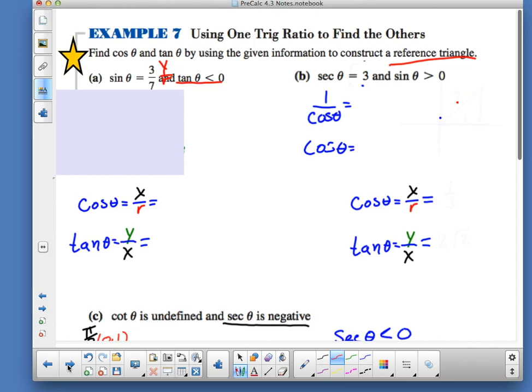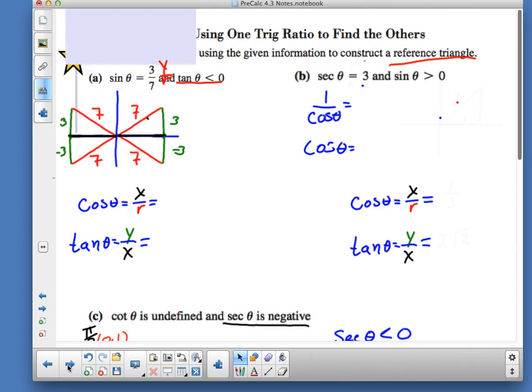What's 7 squared? 49 minus 3 squared, which is 9. 49 minus 9 is 40, right? So I have the square root of 40 as my x value. But now, do I have any other information based on that? I'm not going to read beyond that for a second. Let's just talk about what I've got.